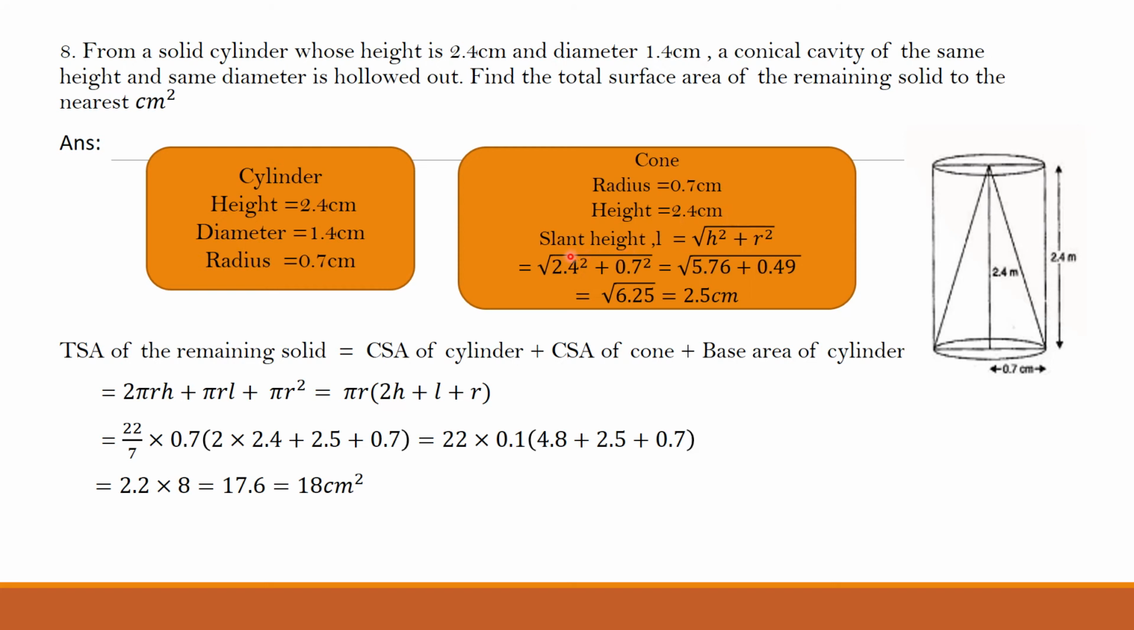We can use the slant height l is equal to square root of h square plus r square, which is equal to square root of 2.4 square plus 0.7 square, which is equal to square root of 5.76 plus 0.49, and the answer will be 2.5 centimeter.